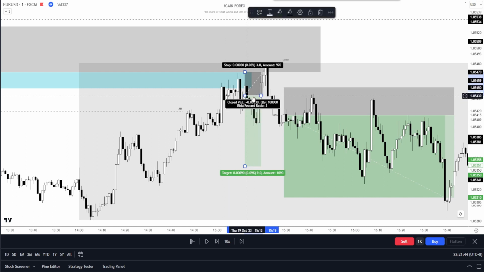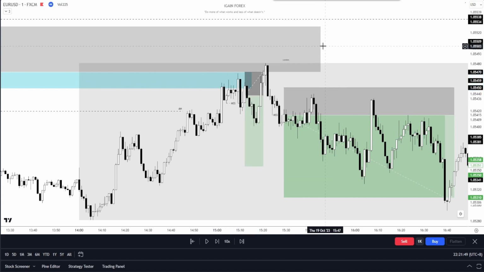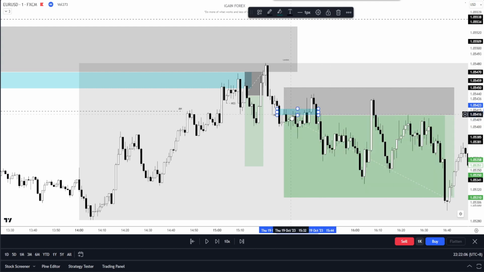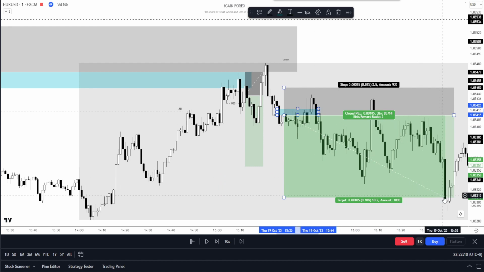So I entered here and we got stopped out, since the price took this supply zone. So my second trade, I entered at this market structure shift, and this ended on this fair value gap. Put my entry at this fair value gap here, and target a 1:3 risk reward ratio again. There, you can see we have a TP hit.